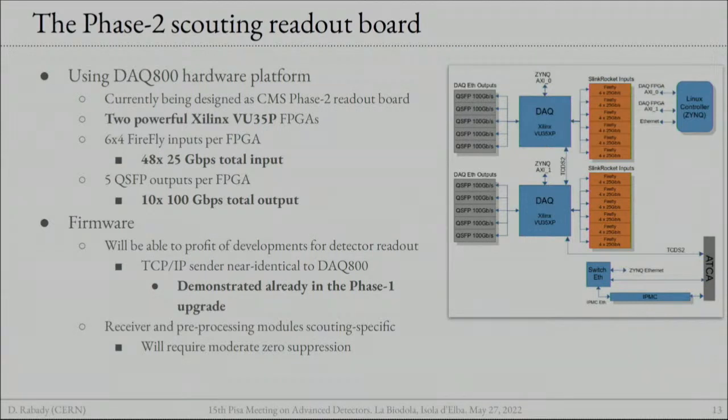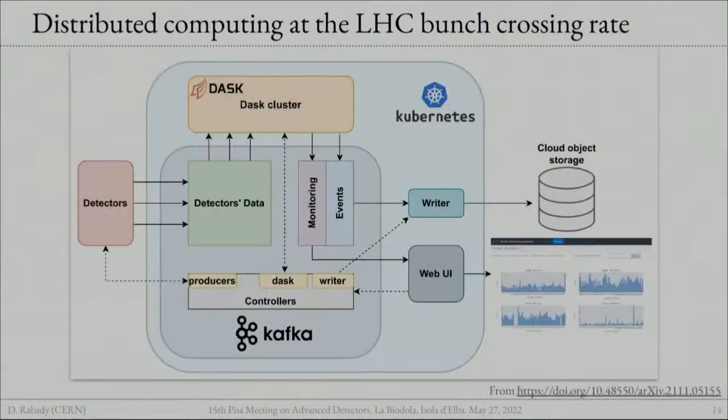As I mentioned, the input bandwidth is about 20% higher than the output bandwidth, so we'll need some moderate zero suppression.